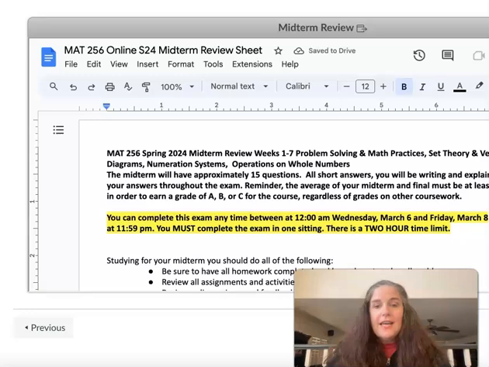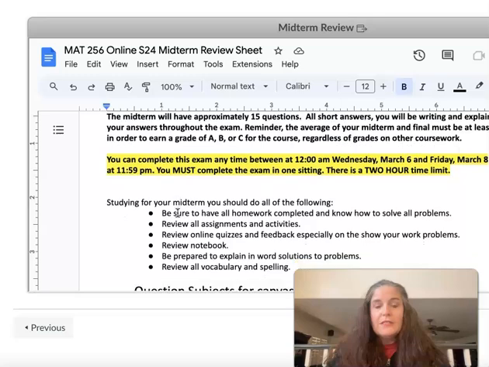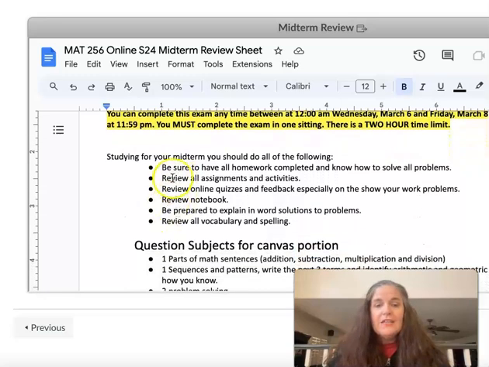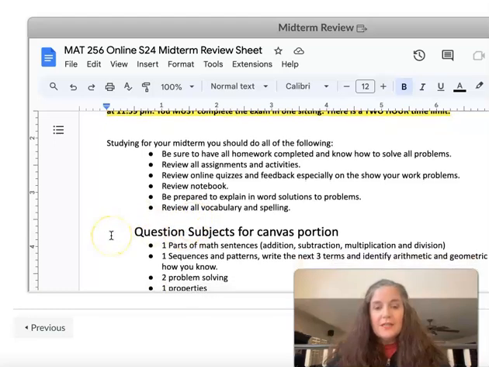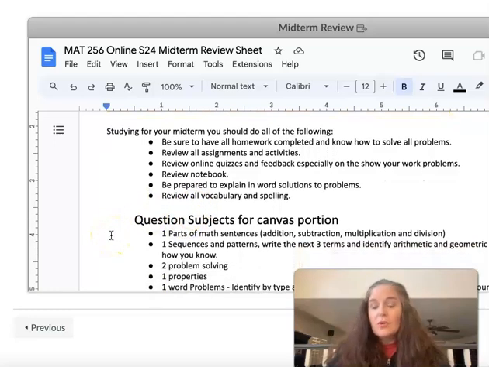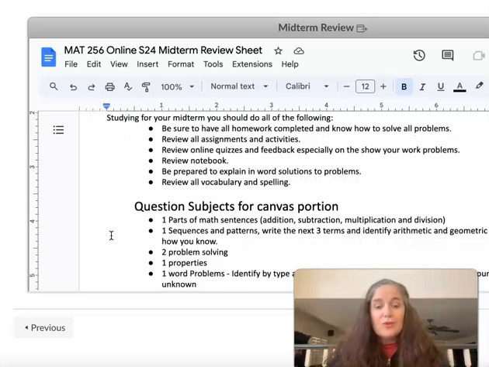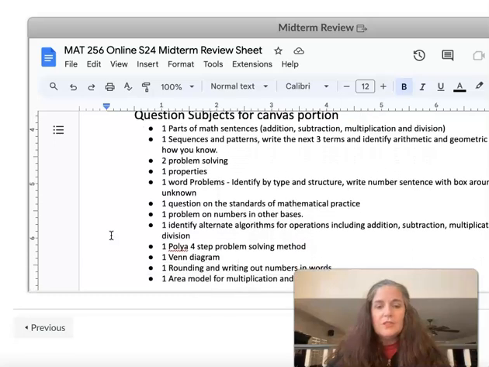And then it has a midterm review sheet. So you can read all about it. It tells you about how many questions are on the Canvas portion and what you should do to study. So you should definitely have all your homework completed and know how to solve the problems, review your assignments and your activities, review all the online quizzes, and especially feedback that I've given you. Review your notebook, explain in words solutions to your problems, and then review vocabulary especially.